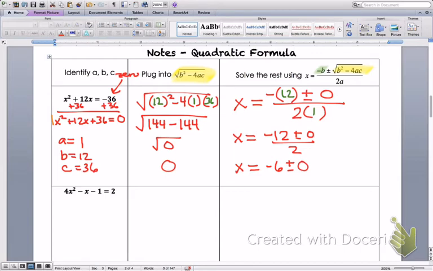And we end up getting our two answers. X is equal to negative 6 plus 0, which is negative 6. Negative 6 minus 0 is also negative 6. So technically we only really have one solution here. It's a double solution of the same one. So we just say x is equal to negative 6 as our final answer. All right, let's go ahead and move on to the next one.